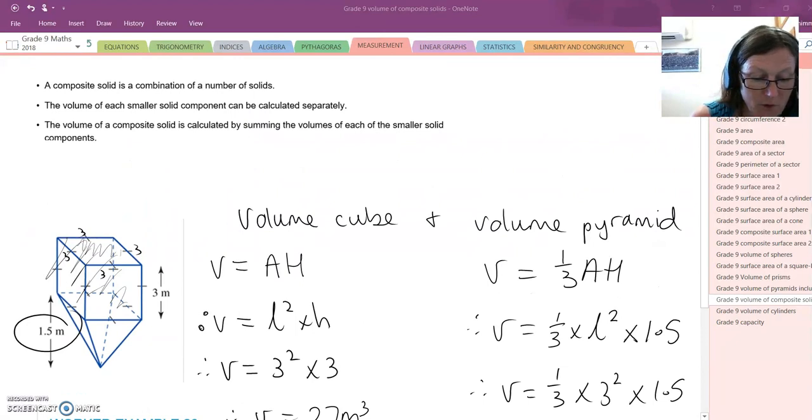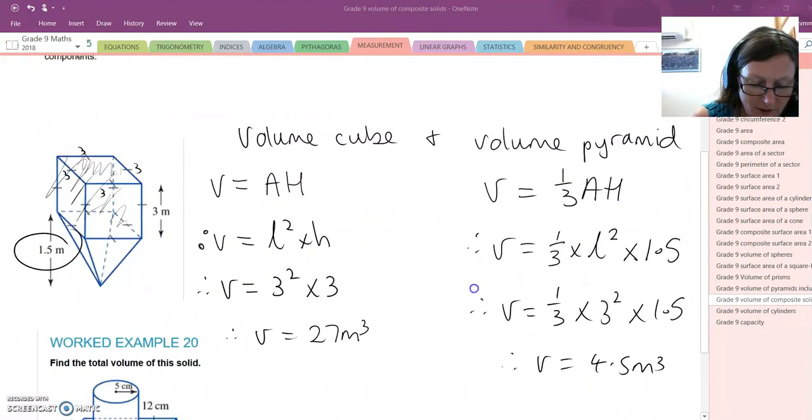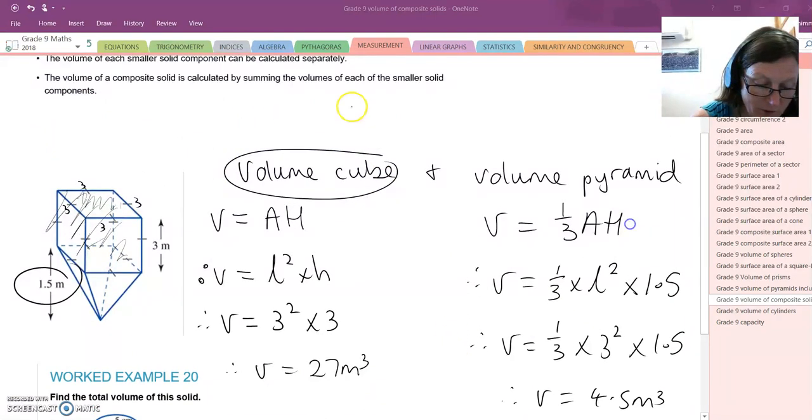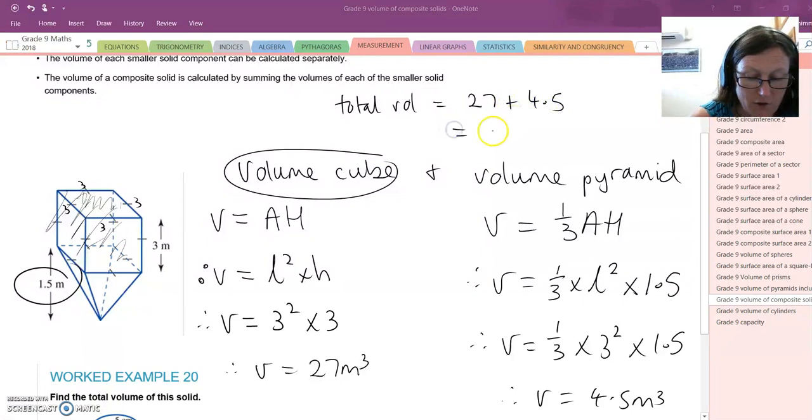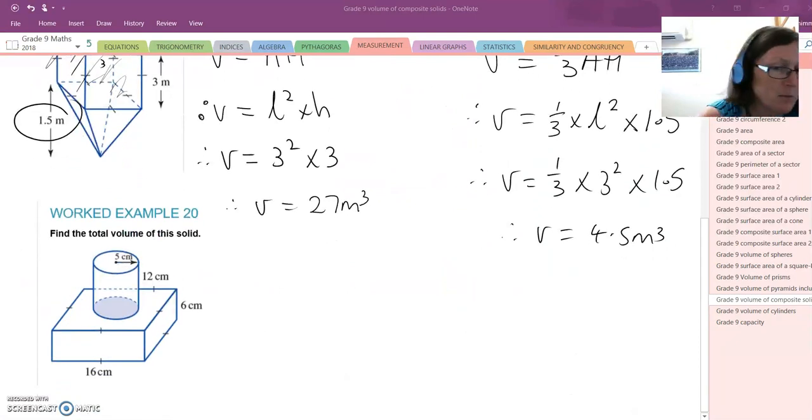So for the volume of this composite solid, the total volume is the volume of my cube plus the volume of my pyramid, so the total volume is 31.5 meters cubed. Let's look at our next composite solid. This is worked example 20 from your grade 9 textbook. The one we just did was from your grade 10 textbook.